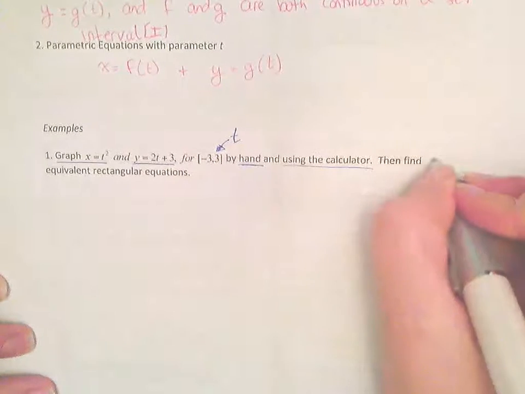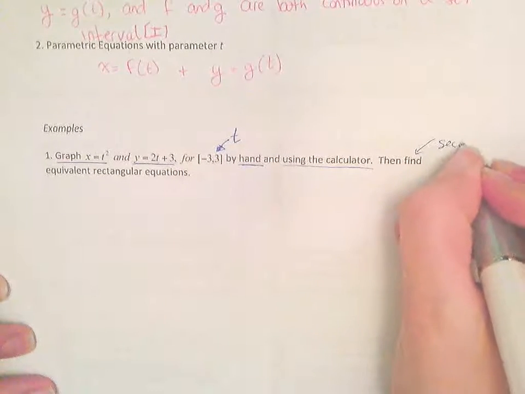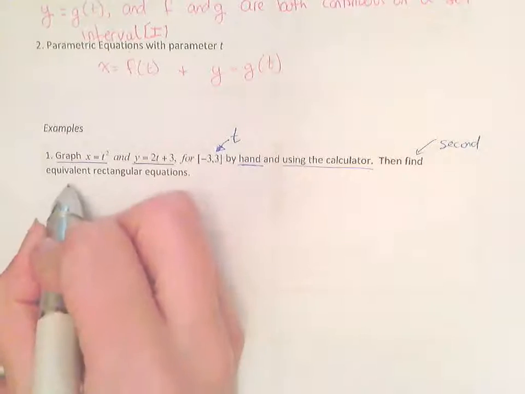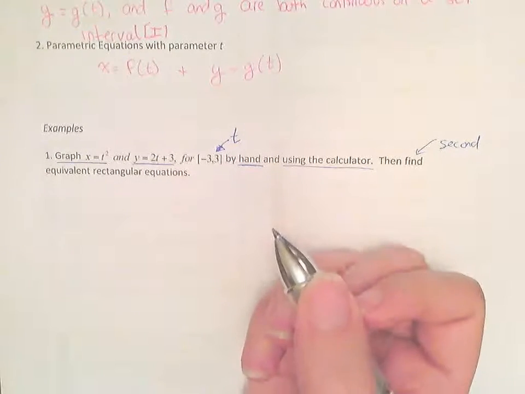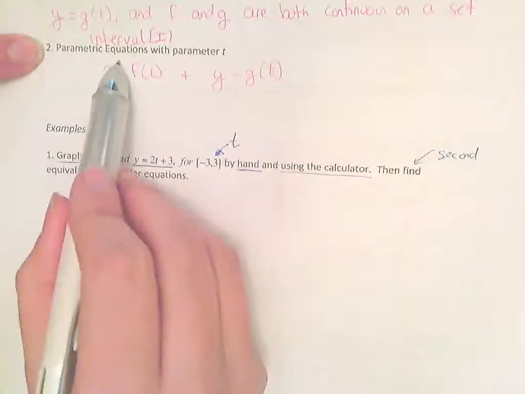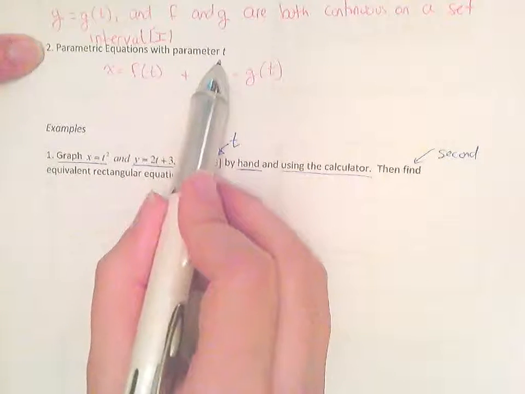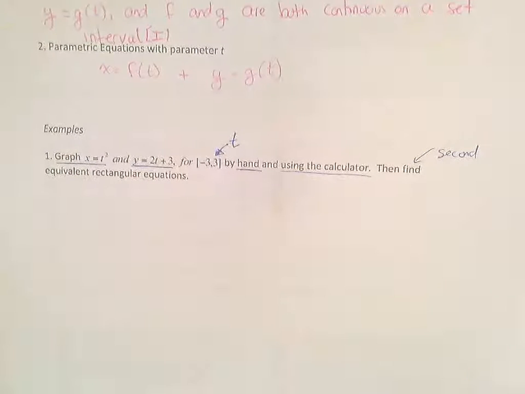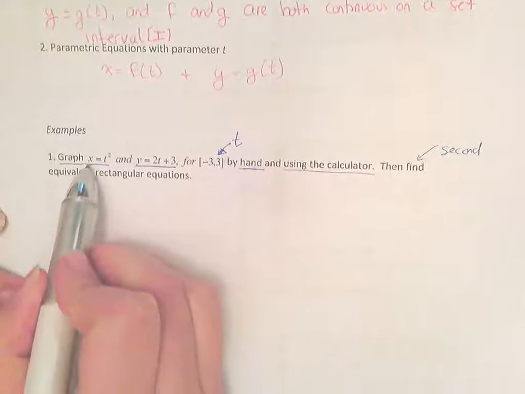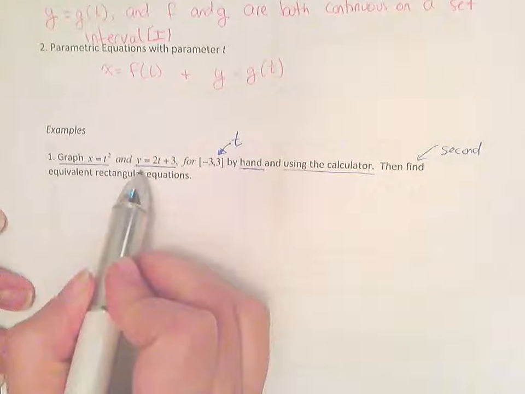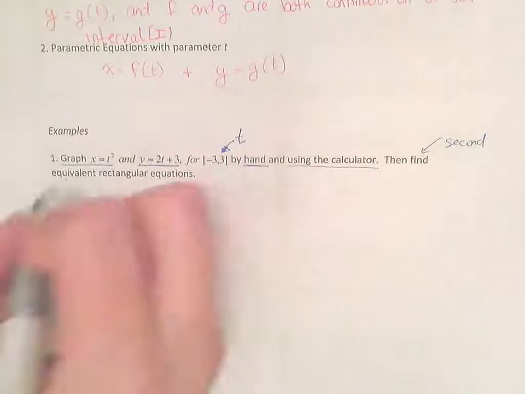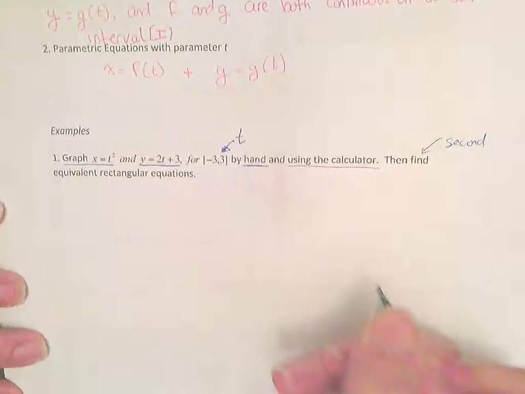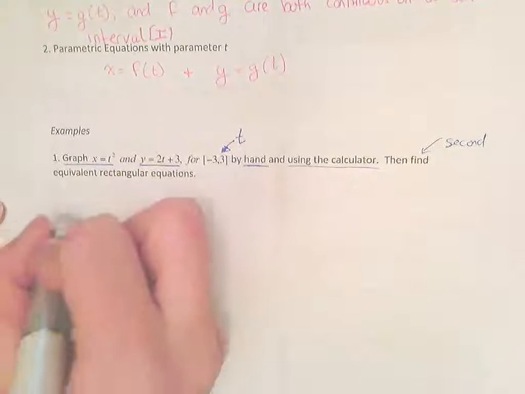And then the second part, we're going to find the equivalent rectangular equations of these two, because right now these are parametric equations with parameter of t. So even though they look like a rectangular equation because they have x and y, they're not really because of the t. Okay? Now, this is a lot easier than you might think.